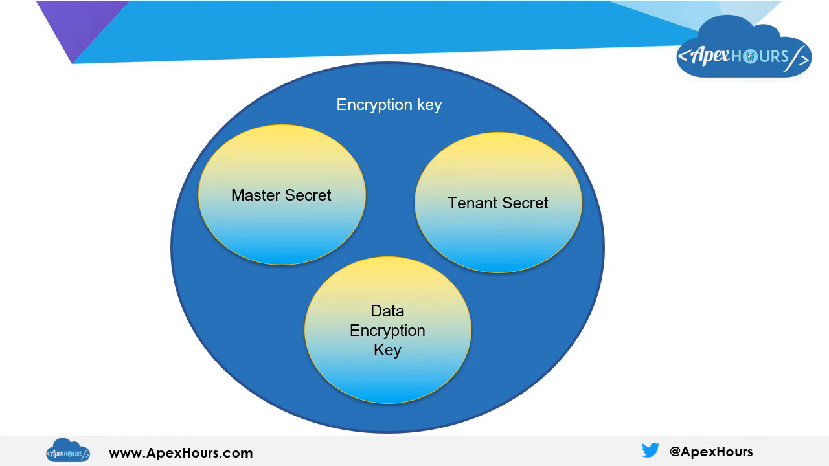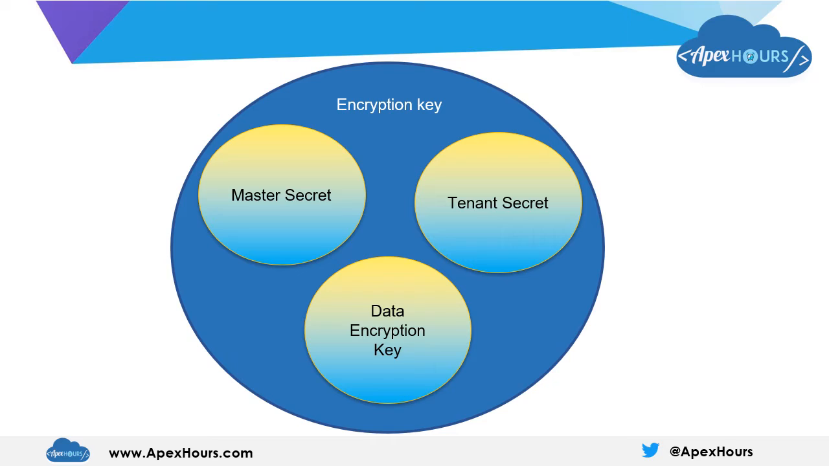Now let us focus back on Shield Platform Encryption. Keys and secrets work together to provide an additional layer of security. Let us see how the encryption key is formed for Shield Platform Encryption. First is a master secret. This is managed by Salesforce, and Salesforce generates a new master secret three times a year with each release. This is stored in the key derivation service.